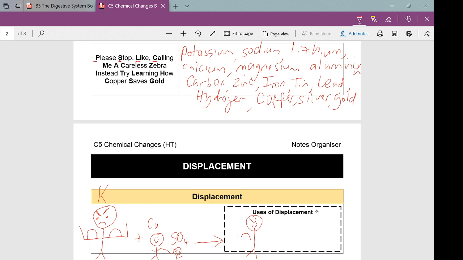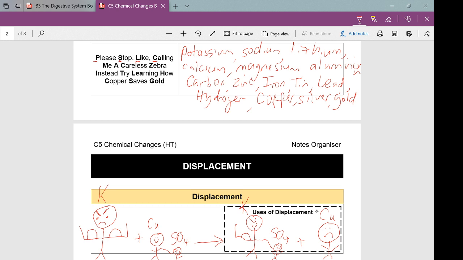This deserves to go into a museum, really. And potassium is now bonded to our sulfate. And then copper is left on his own. So that drawing is a displacement reaction, basically.